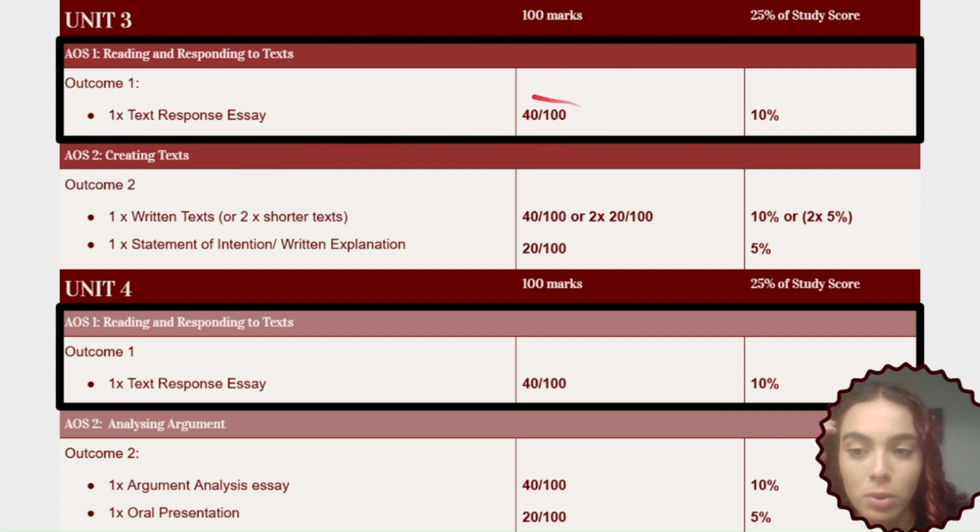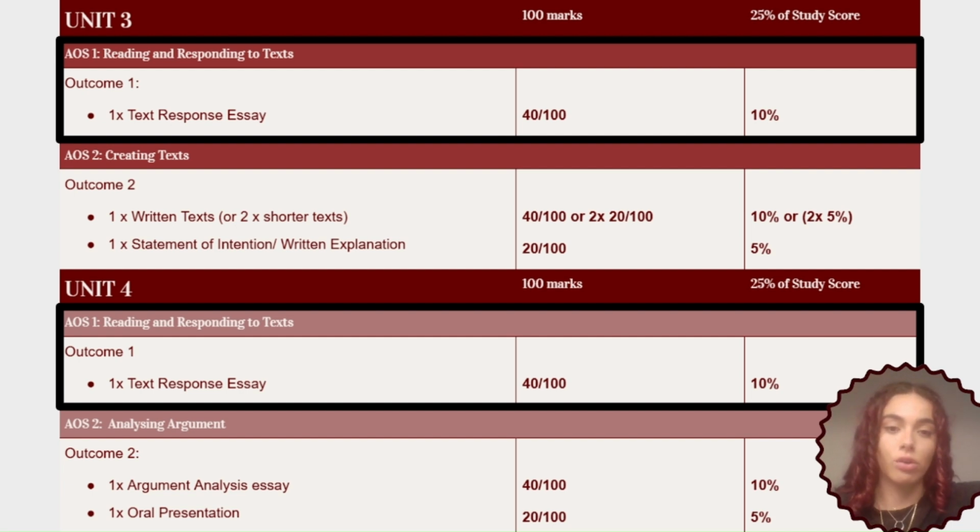Text response is worth 40 marks out of those 100. Therefore, Unit 3, because it's 25% of your study score, the text response SAC in both Unit 3 and Unit 4 are worth 10% of your study score overall. Hopefully that makes sense. Each unit is worth 25% of your study score. The other 50% is coming from the exam, right? 40 marks out of 100 for Unit 3 equates to 10% of your study score.